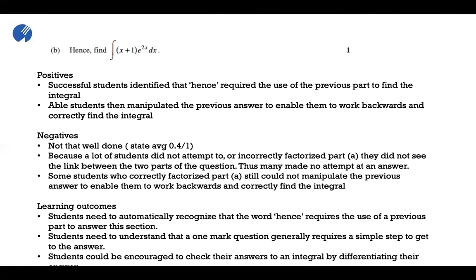The learning outcomes: students need to automatically recognise that the word 'hence' requires the use of a previous part to answer this section. Students also need to understand that a 1-mark question generally requires just a simple step to get to the answer. In this case, it would have been helpful for students who were nearly on the mark but not quite there to just check their answer by differentiating what they got, and they might have realised that they had the wrong constant. So basically not a very well done question, because people didn't realise they were linked.